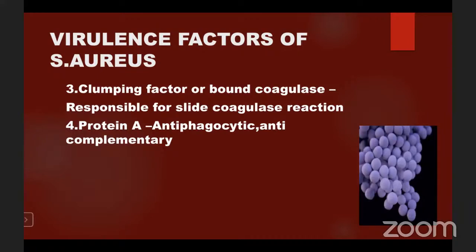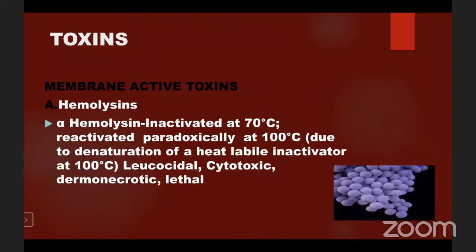Next one is protein A. The activity of protein A is antiphagocytic, which means it prevents the action of phagocytes, and anti-complementary. It prevents the reaction with the antibody. Next one is the toxins. First one is the membrane active toxins, hemolysins, alpha hemolysin.